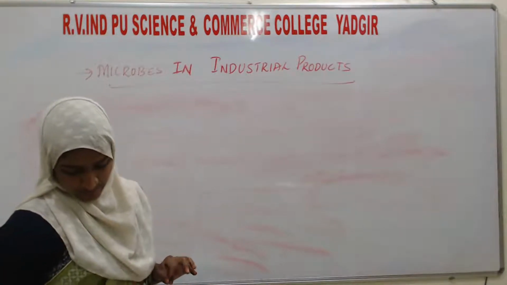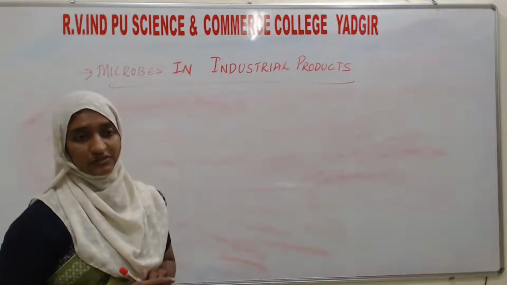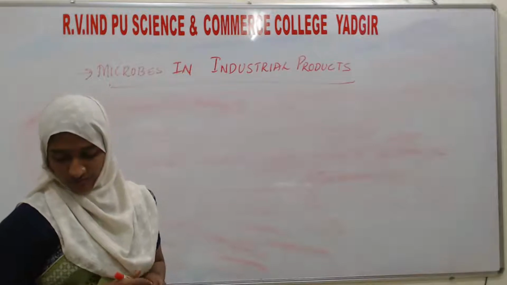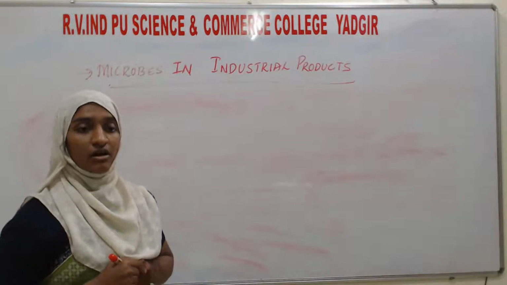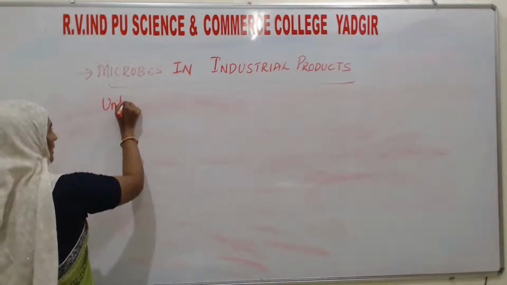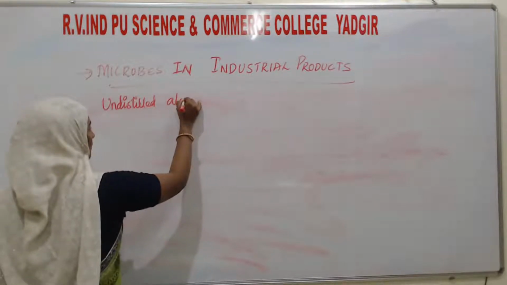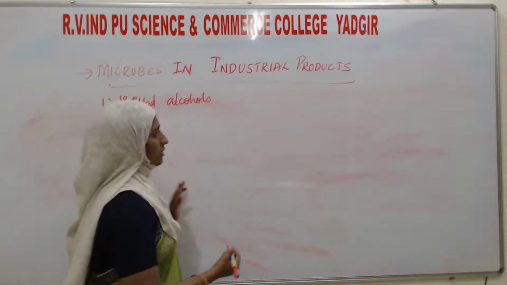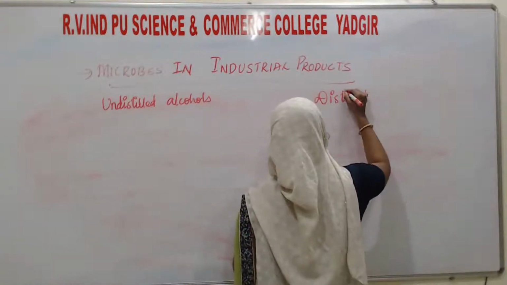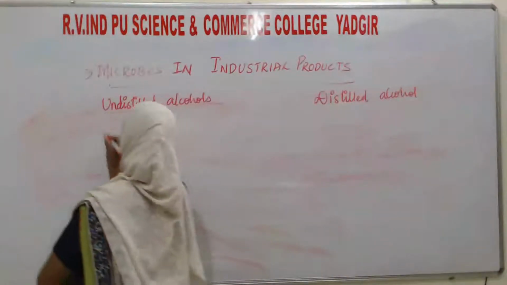See here. On the basis of the distillation process, these alcoholic beverages are divided into two types. What are they? Undistilled alcohol and distilled alcohol.